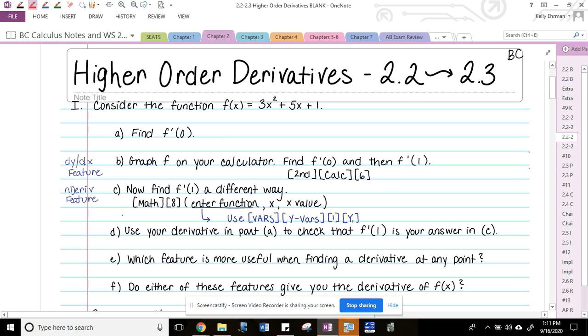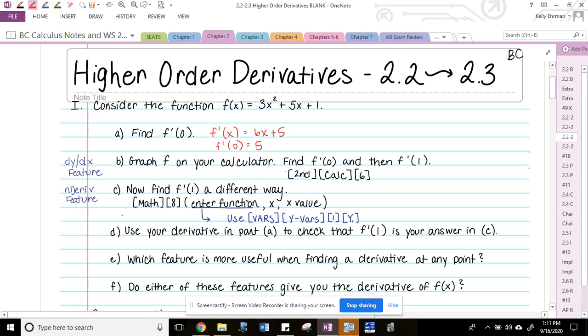All right, so f prime of 0, first I should find f prime of x. F prime of x is 6x plus 5. F prime of 0, plugging in 0 for x, is 5.